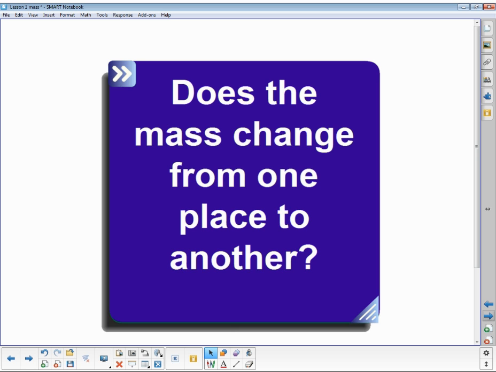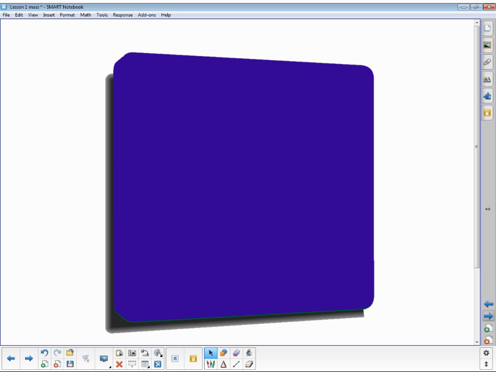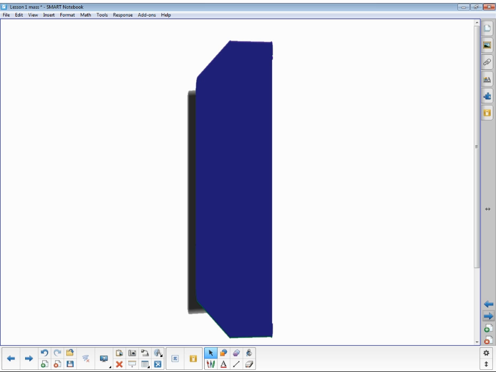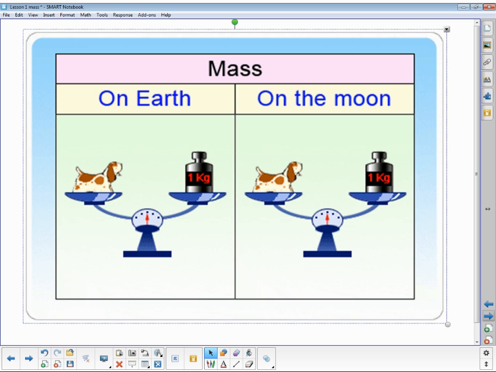Does the mass change from one place to another? Good question. And in fact, the mass does not change from one place to another, even though it doesn't want to tell us that on this little demo here. It's getting stuck. Because if you think about it, whether you are on the Earth or on the moon, you still have a 1 kilogram mass. You still have the same puppy dog, so therefore the mass cannot change.